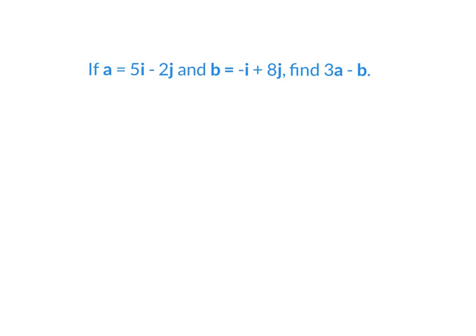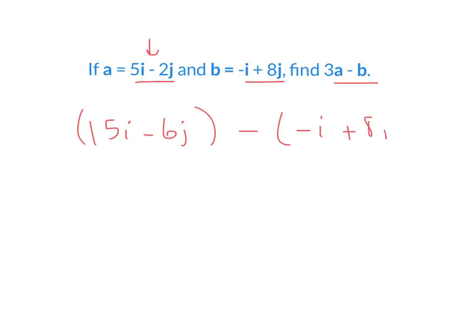Okay, this one says vector A is <5, -2>, and vector B is <-1, 8>. Find 3A minus B. So I'm going to do 3 times this vector, which will give me 15i minus 6j. And I'm going to subtract from that vector this one, minus B, where B is negative i plus 8j.